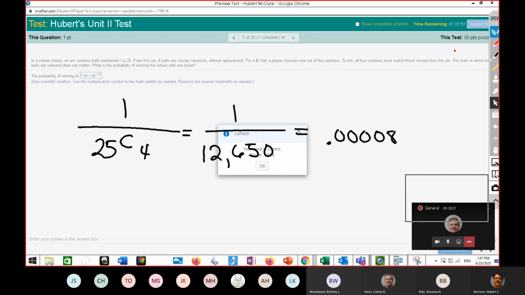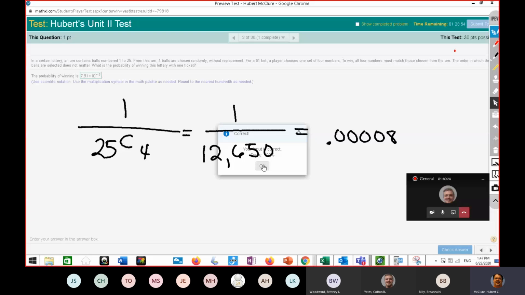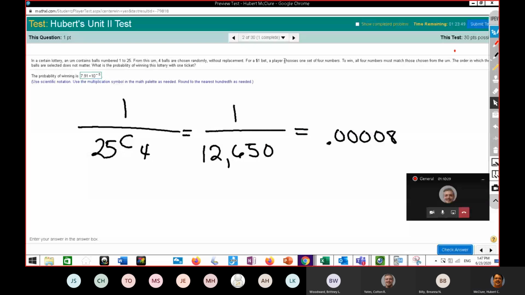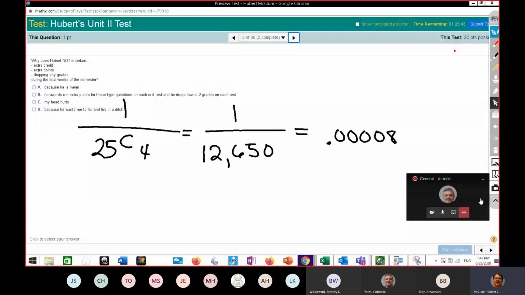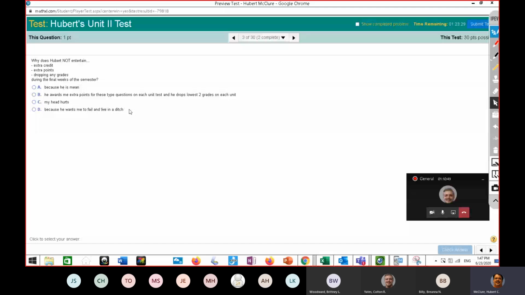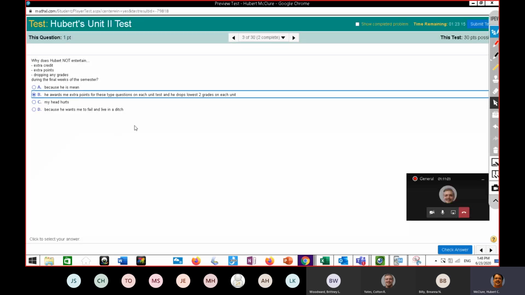Next. I can't add on transparency, so I have to clear it. Why does Hubert not give points at the end of the semester? Because he wants me to fail and live in a ditch. I will take that as an answer. But the answer is he awards me bonus questions like these on each test, and he drops the lowest 2 grades on each unit test. So don't ask me for points at the end of the semester.